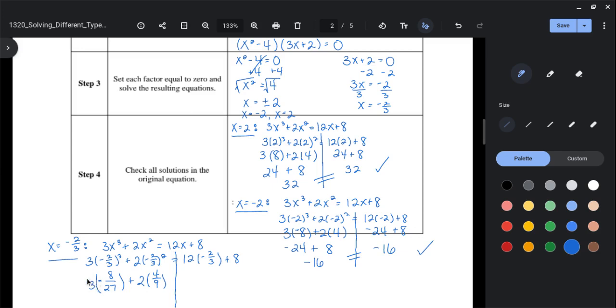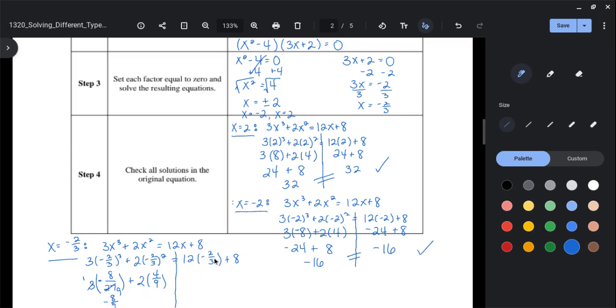Here I am multiplying 3 times -8 over 27. Well, 27 is divisible by 3, so I'm going to cross simplify. So this is 1, and then here 27 divided by 3 is 9. So we get a -8/9. And then we are adding to that 2 times 4, which is 8 over 9. So adding those together, you end up getting 0. Everything ends up canceling.